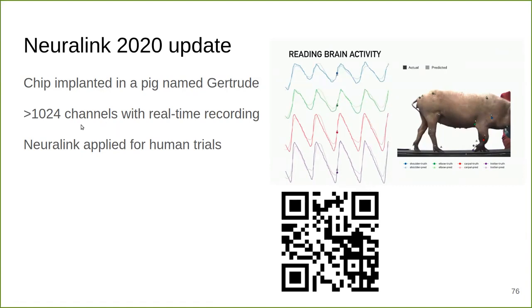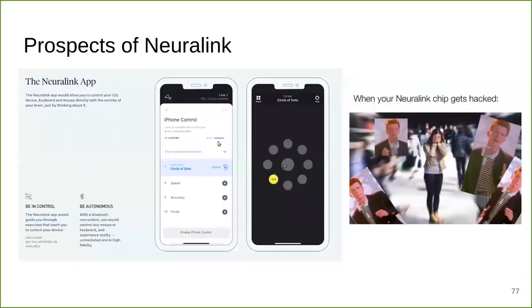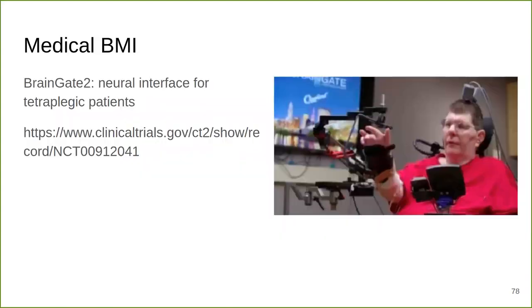And right now we know that Neuralink applied for human trials, so possibly in some near future we might see something like this, when we have a Neuralink app that allows you to remotely control your iPhone, to use it, I don't know, for typing characters on the keyboard, for different types of games, and if it gets hacked, you may get something like this. But yeah, possibly you may see something like this in the near future.